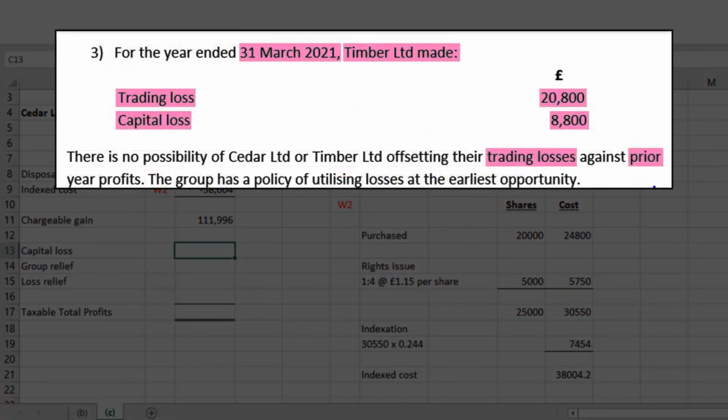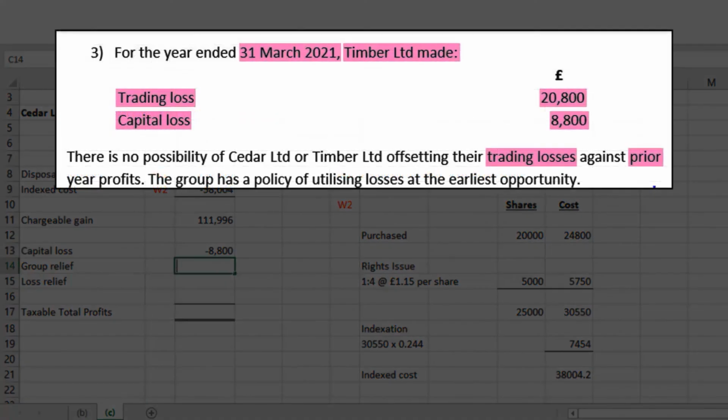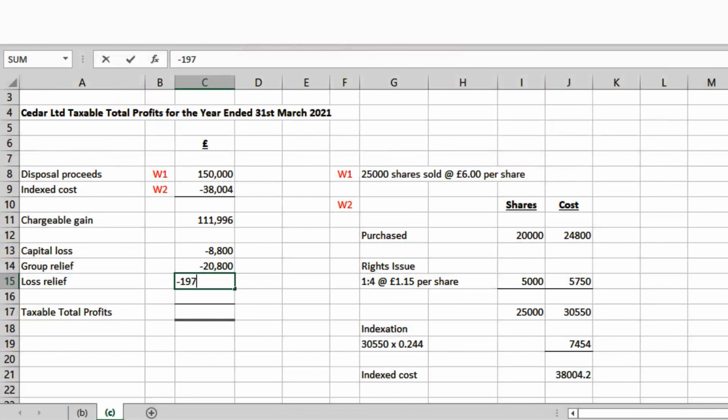We had the capital loss of 8,800 brought forward, minus 8,800. So the capital loss is relieved in priority against the chargeable gain. And then we have the group relief of 2,800 and the loss relief of 19,700. And that gives you taxable total profits of 62,696.